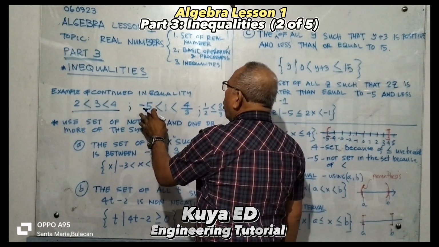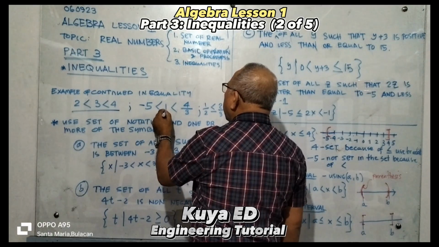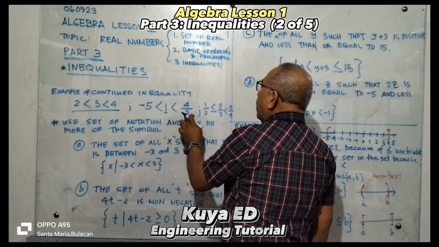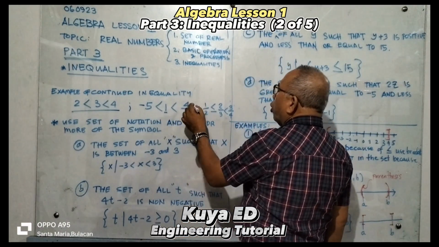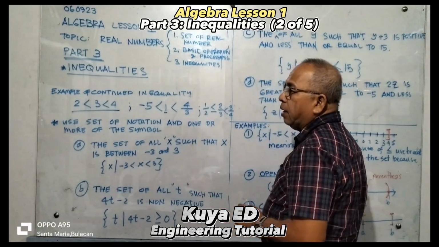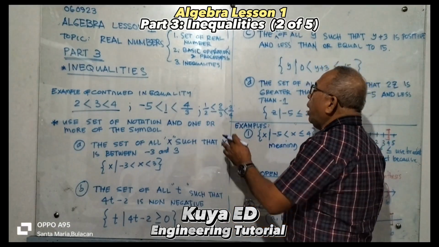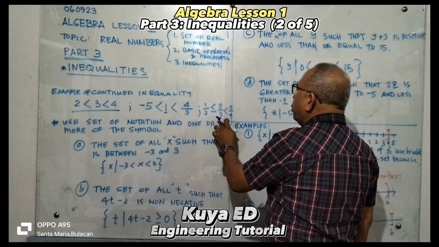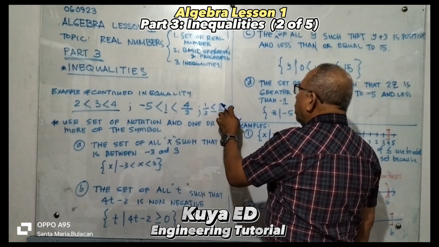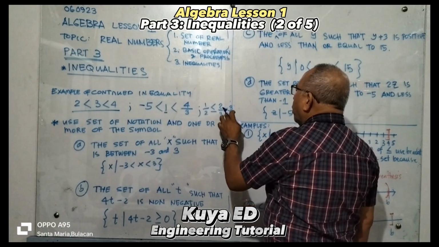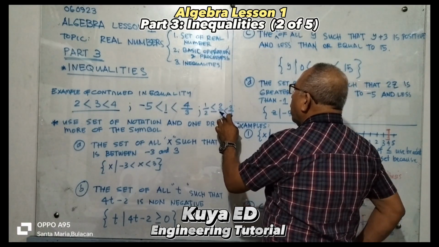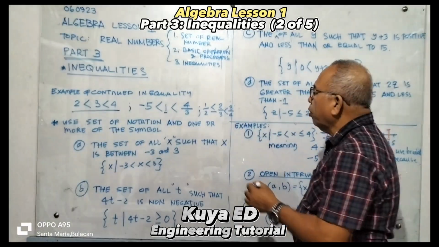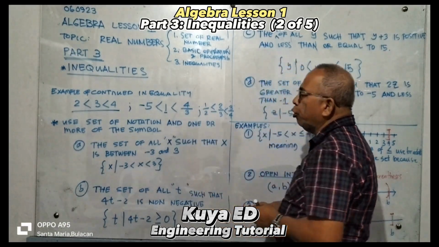negative 5 is less than 1, positive, and 1 is less than 4 over 3. Kasi 4 over 3 is 1 and 1/3. Or 1/2 is less than or equal to 2/3, and 2/3 is less than 3/4. So yan yung mga example natin sa continued inequality.